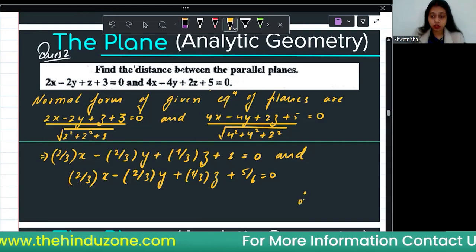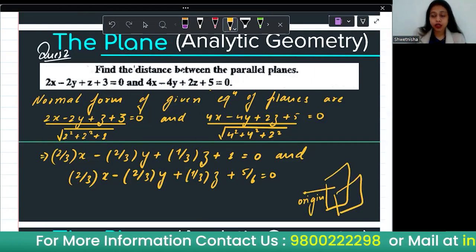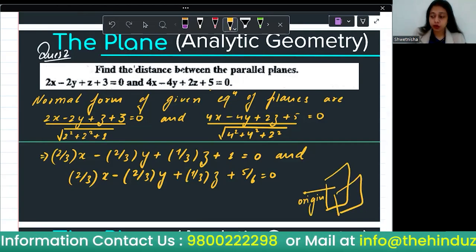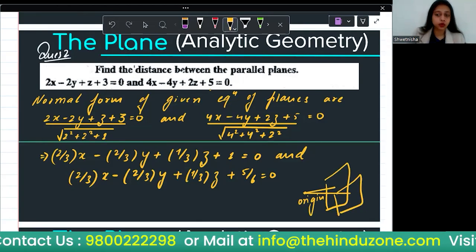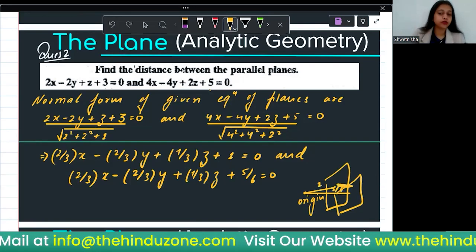Right? So this is the origin, this is the first plane, this is the second plane. One distance is 1 and another distance is 5 by 6. So what is the distance between these two planes? 5 by 6 minus 1.